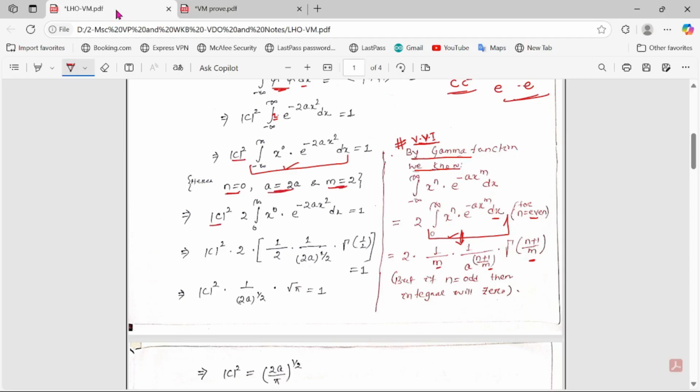So this integral can be written as 2 into integral 0 to infinity x to the power 0 e to the power minus 2a x square dx equal to 1. And what will this integral value be? 1 by m. Here you can see 1 by m, m is nothing but 2, so 1 by 2. Then 1 by a to the power (n plus 1) by m, a is 2a, so 2a to the power (n plus 1) by m, n is 0, so 0 plus 1 by 2.